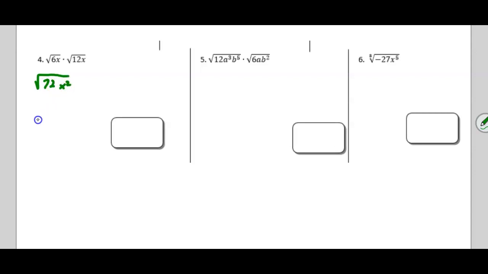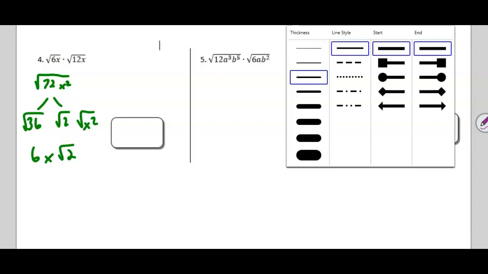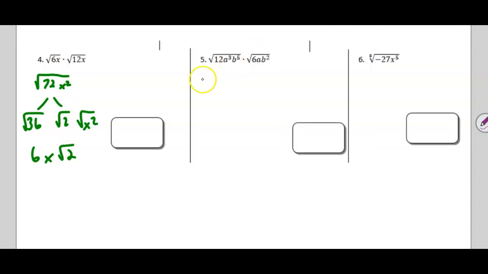And so now we break this apart like we did with the other problems we did. So this would be the square root of 36 times 2 times x squared. The square root of 36 is 6. The square root of x squared is x, and the square root of 2. So 6x radical 2.